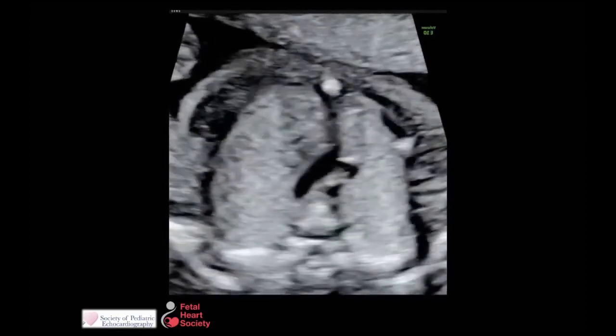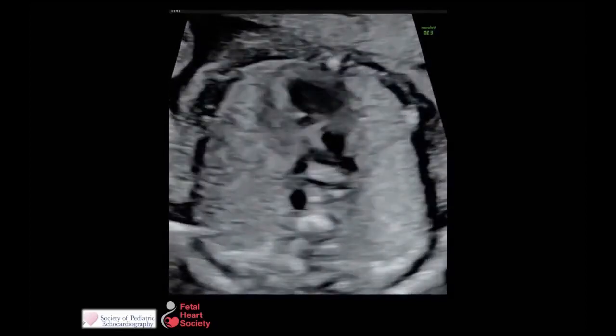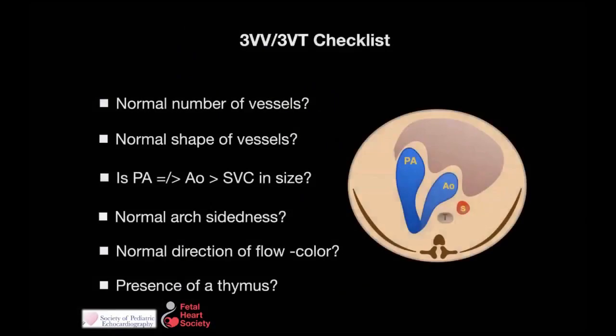And here's just a checklist that you could see in my next slide of the 3-vessel trachea view. You want to ask yourself when assessing these specific areas, is there a normal number of vessels? So again, look for 3. Normal shape of the vessels. The PA should be greater, if not equal to the aorta. Also, again, assessing size.